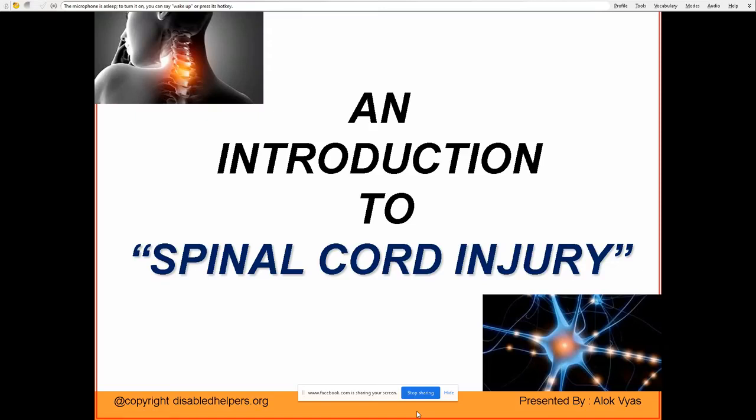So before going to the spinal cord injury, I would like to tell you about what the spinal cord actually is, and then that will make it easy to understand the injury. The spinal cord is a collection of, you can say, threads, nerves, which are responsible for sending messages from the brain to the different parts of the body.